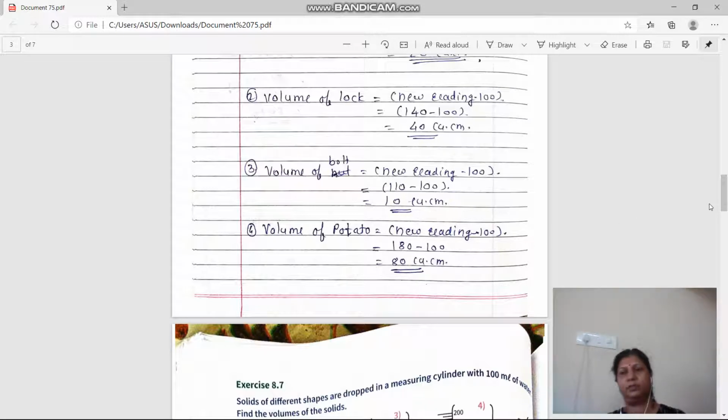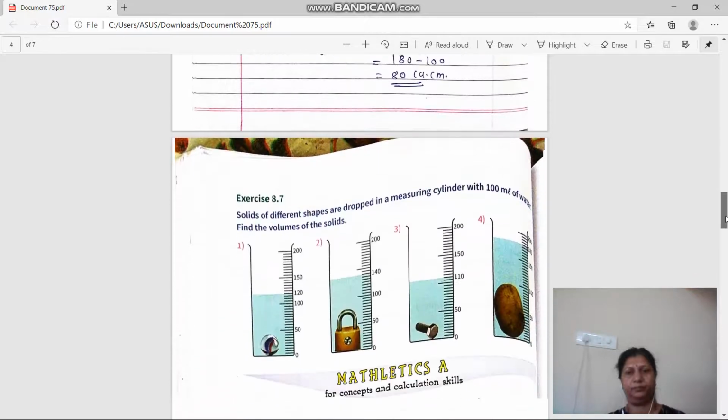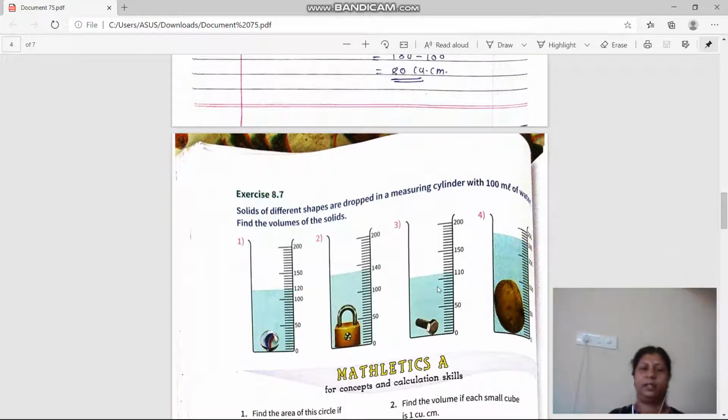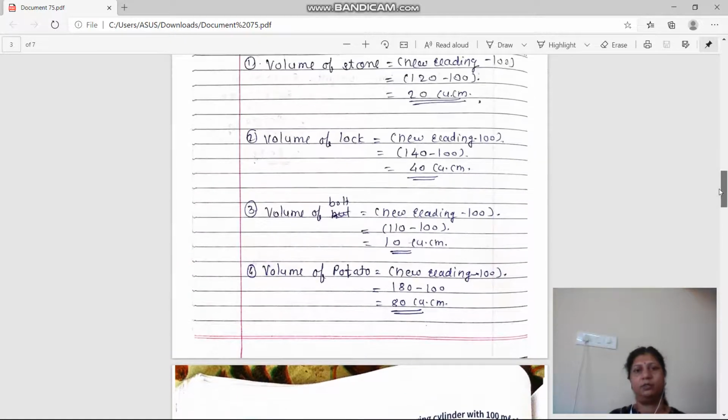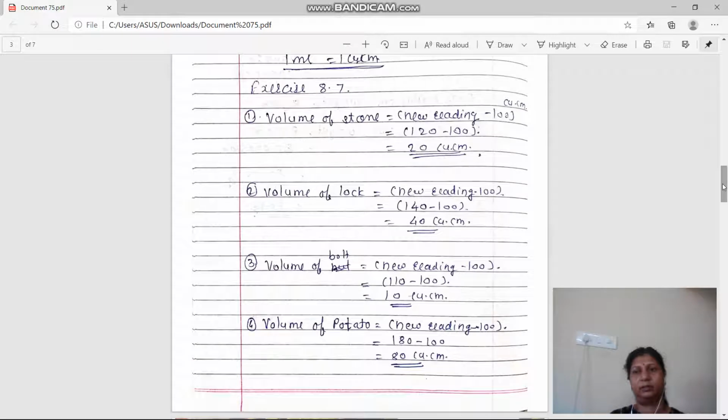Okay. So see, from this we can calculate the volume of irregular shape. Everyone understand? So we have completed the chapter. Okay, so let's start mathematics A and mathematics B. So this exercise 8.7 you have to write on the copy such like this, but don't draw the diagram. Okay, so you have to write such like this. Fine, get it?